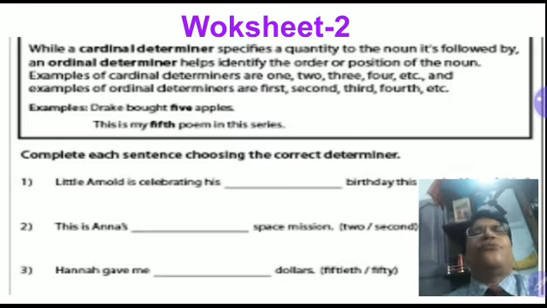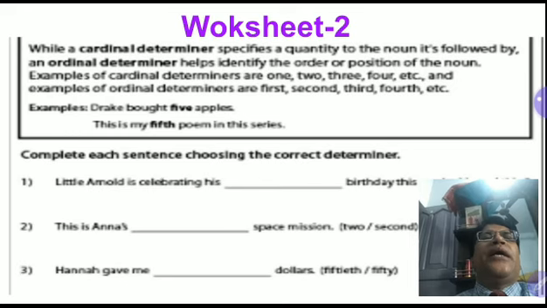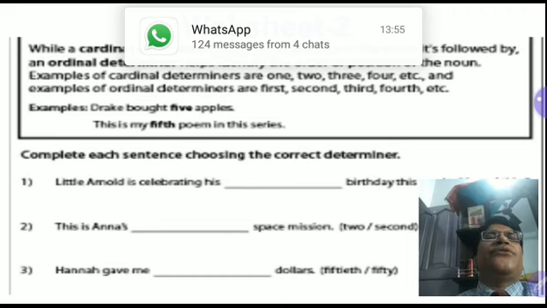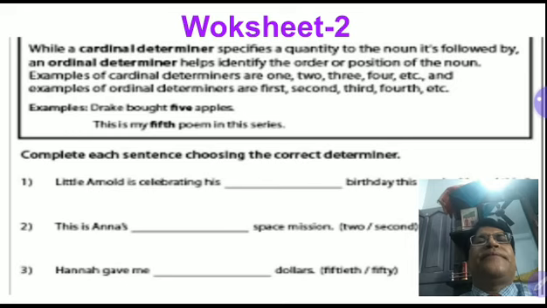Now come to worksheet number 2. While a cardinal determiner specifies a quantity to the noun, an ordinal determiner helps identify the order or position of the noun. Examples of cardinal determiners are 1, 2, 3, 4, etc. And examples of ordinal determiners are first, second, third, fourth, etc. So here it has been clarified. Now look at: Drake bought 5 apples. This is my 5th poem in this series. Now accordingly you have to do here.